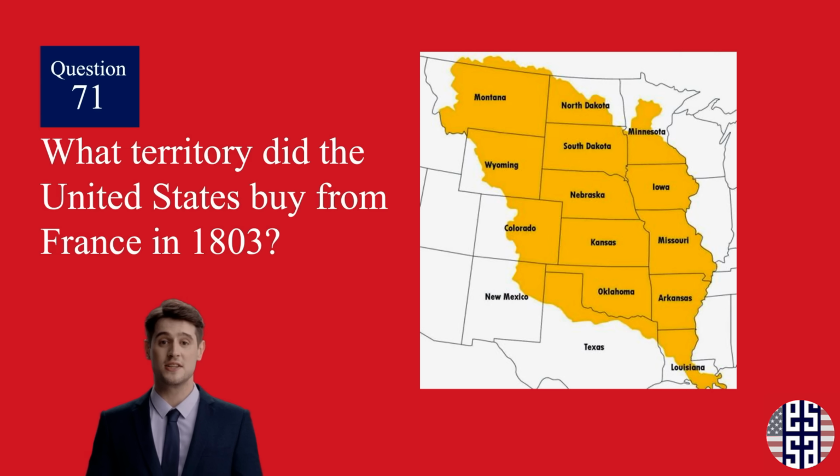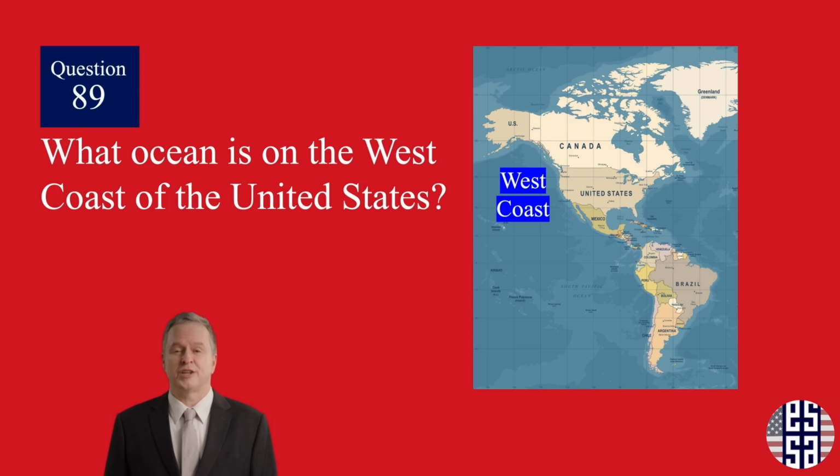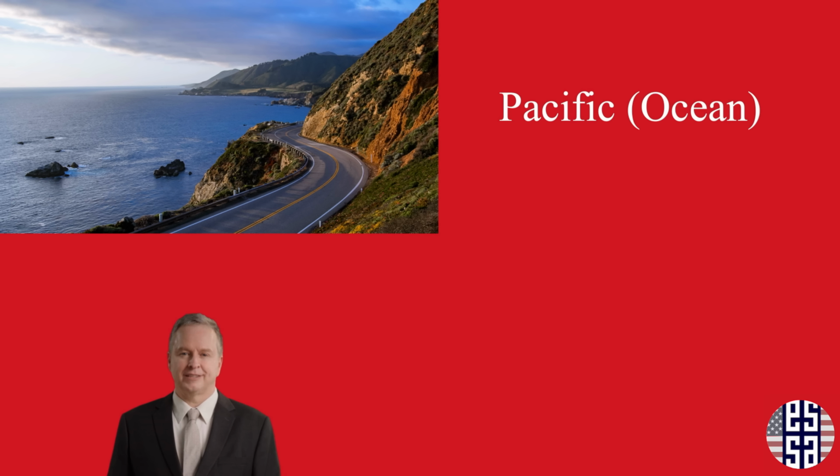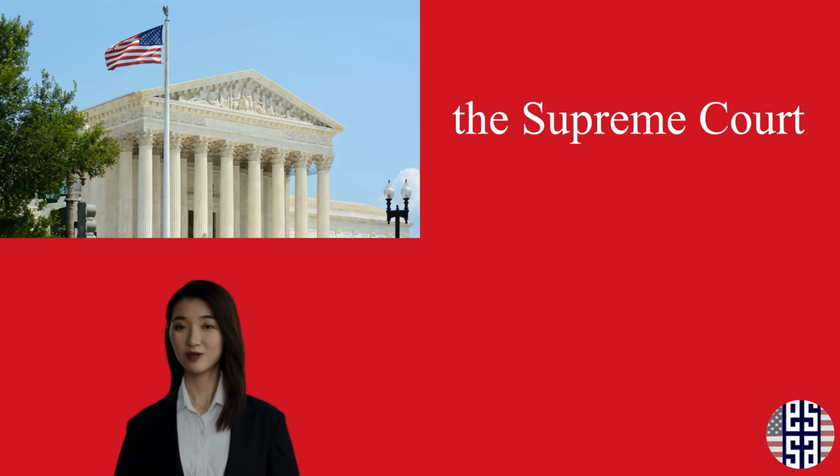What territory did the United States buy from France in 1803? Louisiana. Or the Louisiana Territory. The United States bought the Louisiana Territory from France in 1803. What ocean is on the west coast of the United States? The Pacific. The Pacific Ocean is on the west coast of the United States. What is the highest court in the United States? The Supreme Court.